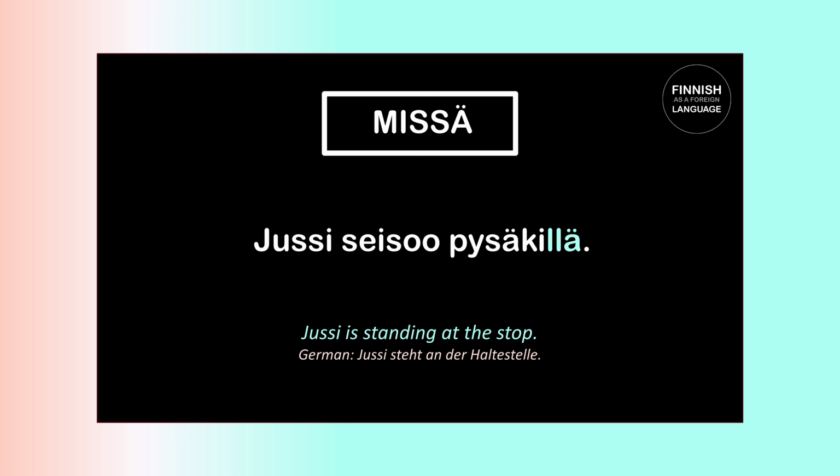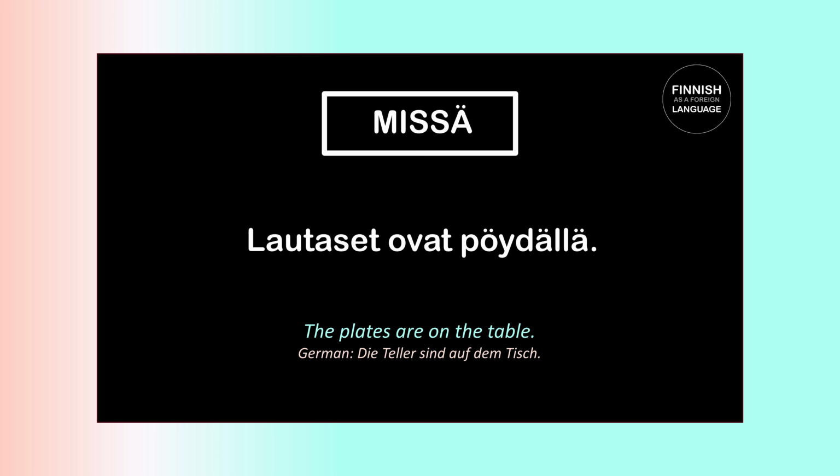Now, as already mentioned before, we also use the adessive case when something is on something. Like for example here, lautaset ovat pöydällä means the plates are on the table. Lautaset means the plates. It's T plural here because we are talking about a specific amount of plates. Ovat is the third person plural of the verb olla, which means to be, and pöydällä means on the table. It's the adessive case of pöytä, which means table. So let's repeat. Lautaset ovat pöydällä. The plates are on the table.